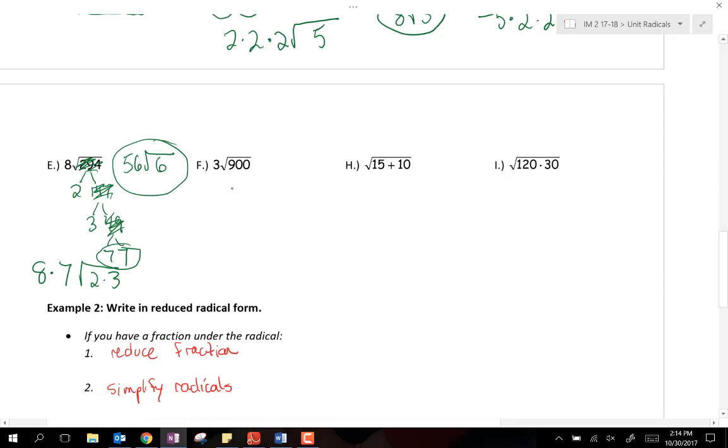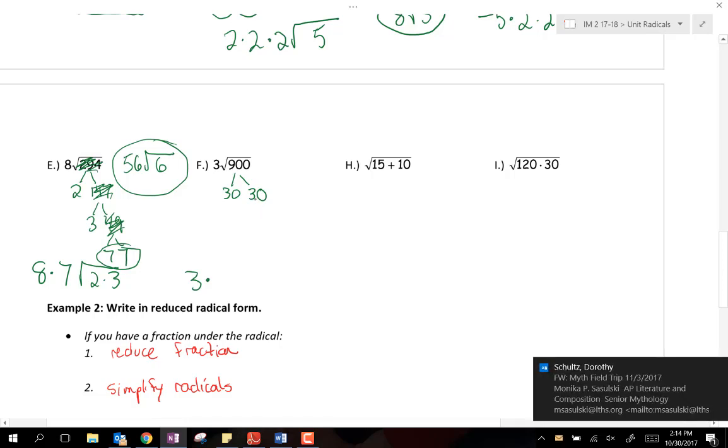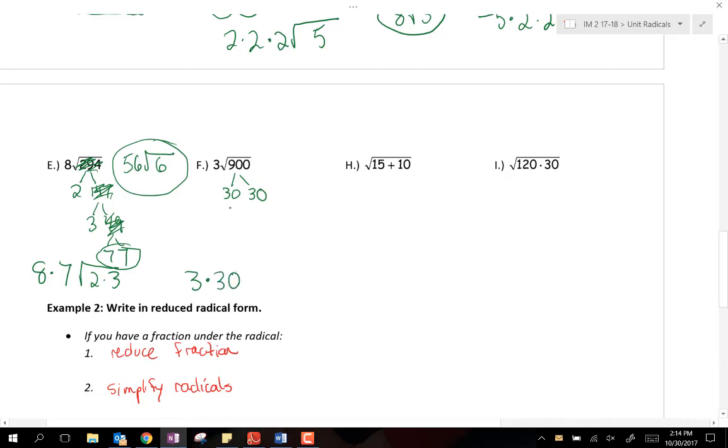All right, same for letter F. We just keep the 3 there, ready to use it. 900, 30, 30. We can see right now that we're going to take out 30 because we have a pair. So I'm going to keep going, but we can see that there's a pattern there already, or a pair.